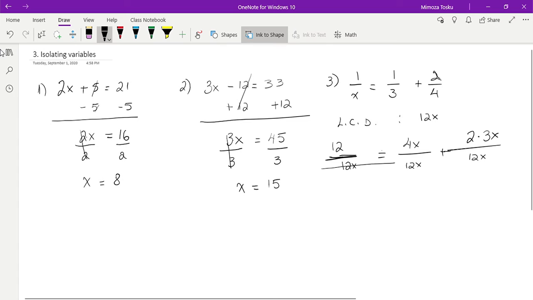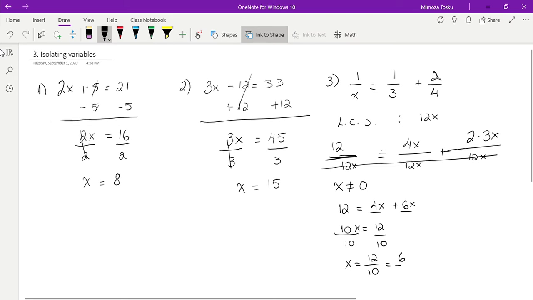And then after that, with the condition that x cannot be equal to 0, you can cancel out the denominator, and you are left with the numerators, that is 12x is equal to 4x plus 6x, or 10x is equal, because you add the like terms here, is equal to 12, which after dividing both sides by 10, then x will be equal to 12 over 10, or in lowest terms, 6 over 5, or 1.2 as a decimal.